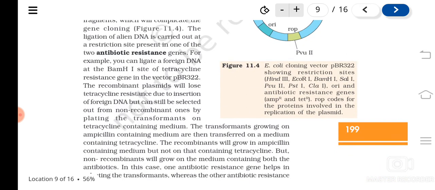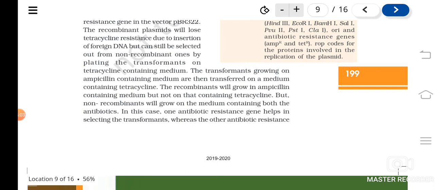If you grow them in a medium containing ampicillin, the transformants will survive and the others will not survive. Understood? The transformants growing on ampicillin-containing medium are transferred to medium containing tetracycline. The recombinants, which have already recombined and have new genes added, will grow in ampicillin-containing medium but not on that containing tetracycline. But non-recombinants, which have not undergone recombination, will grow on the medium containing both antibiotics.